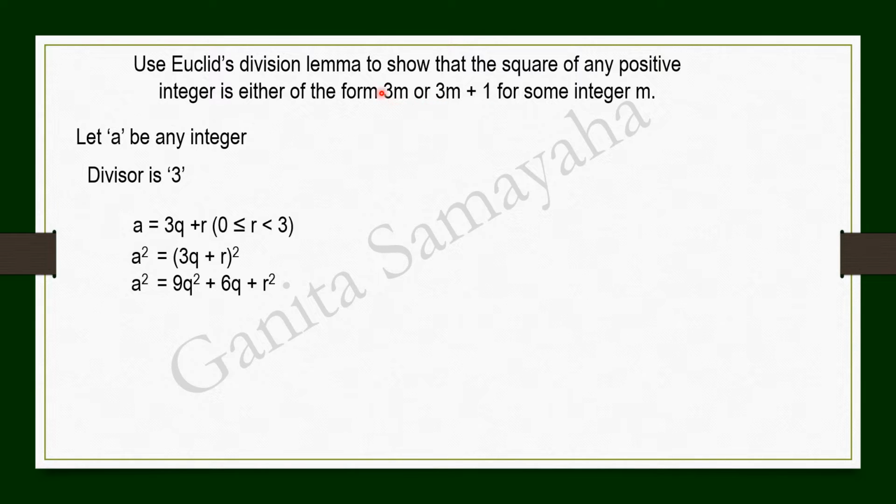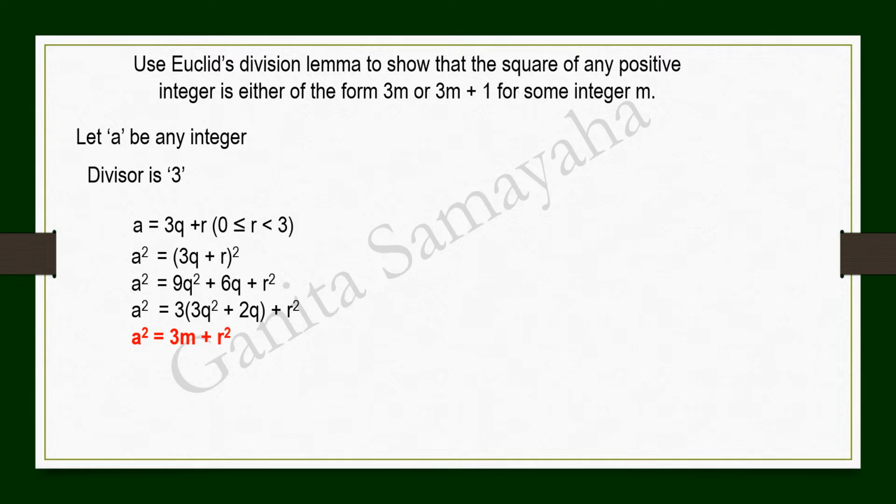That means we must have 3 into something. Isn't it, children? So, we take 3 as the common factor for the first two terms. So, we have a squared is equal to 3 into (3q squared plus 2q), taking out 3 as the common factor, plus r squared. So, this 3q squared plus 2q is some integer m. Isn't it, children? Some integer. So, we will write this as a squared is equal to 3m plus r squared.